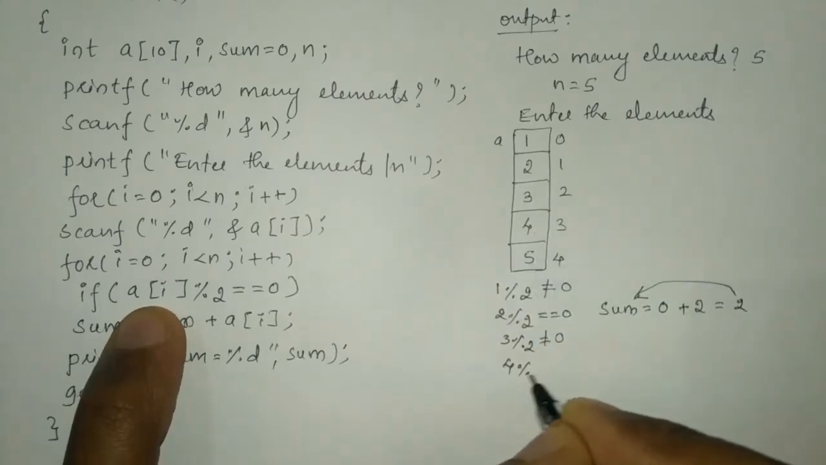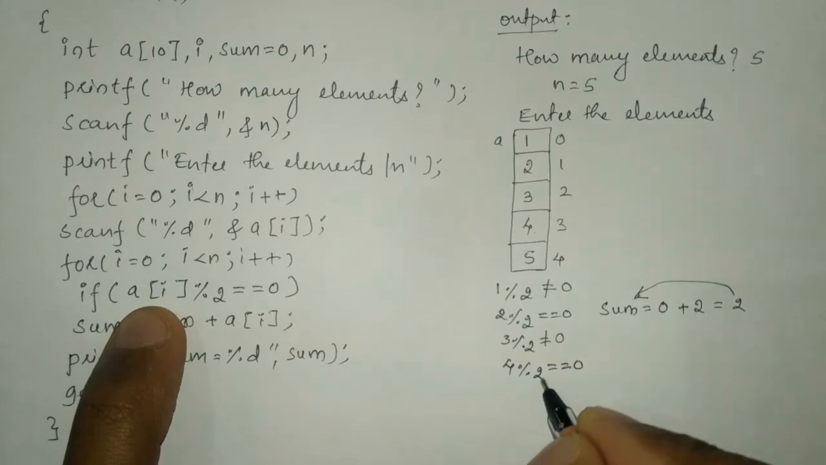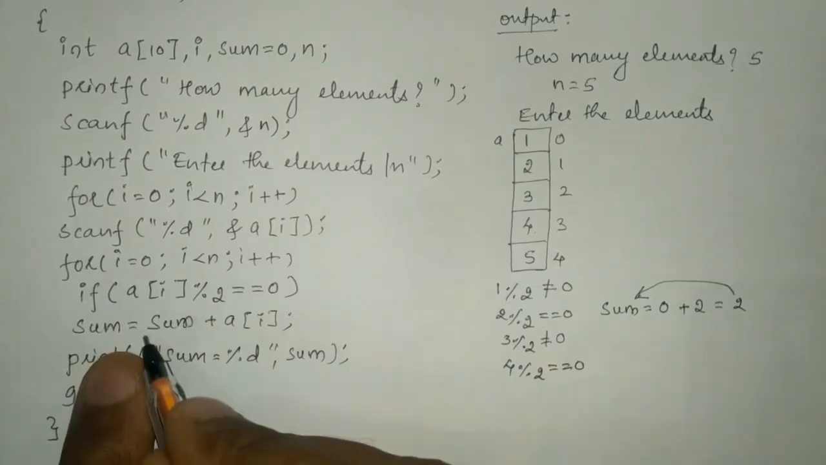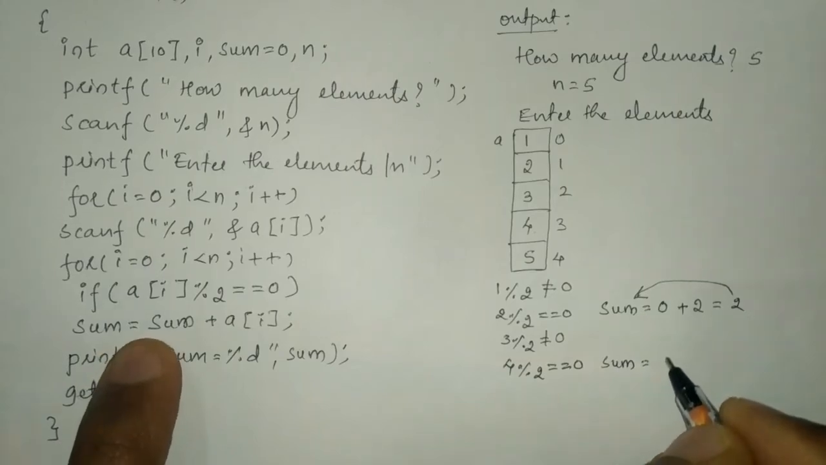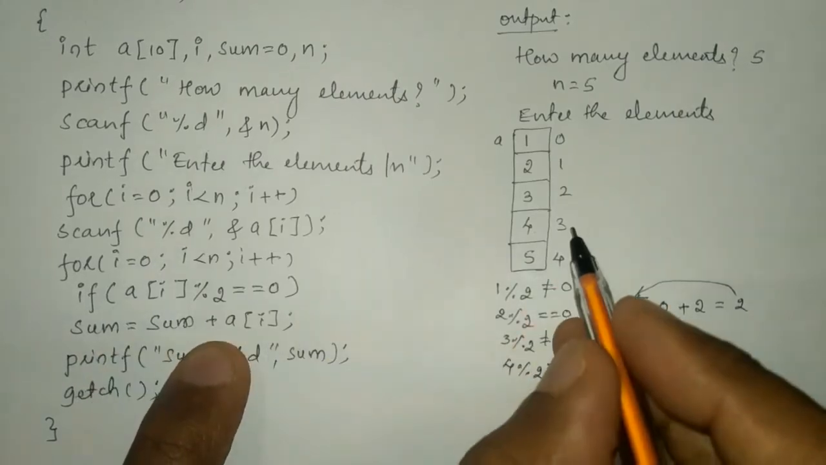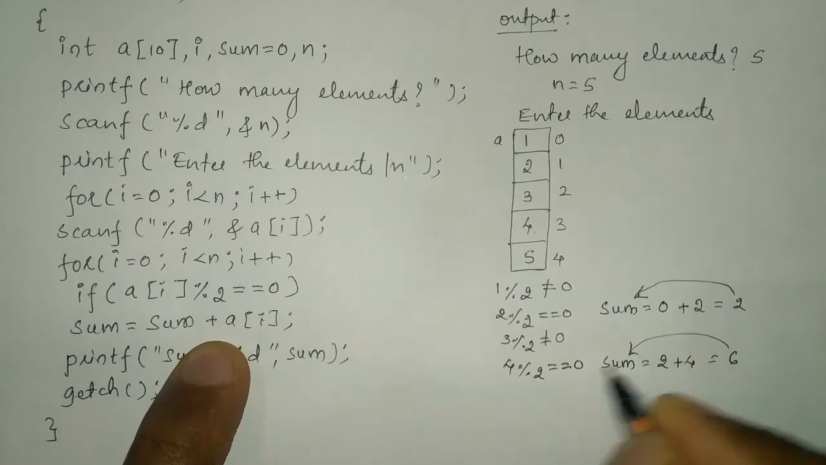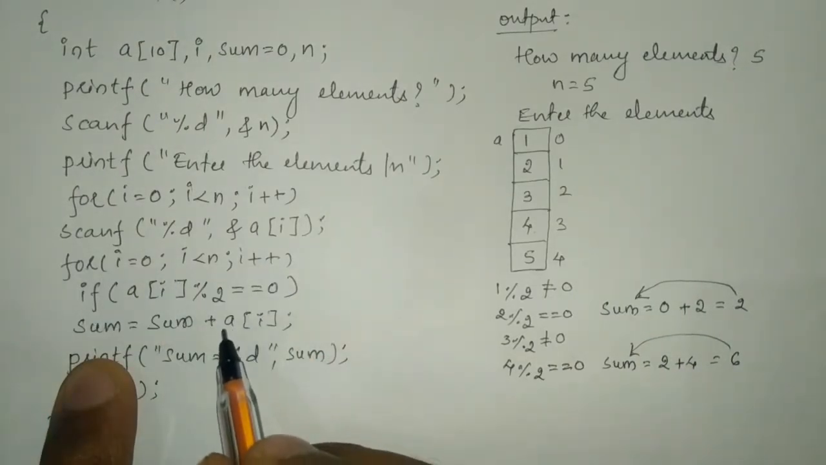Is 4 modular division by 2 equal to 0? Yes, it is exactly divisible by 2. Hence it gives us the remainder 0. So if it is true, then this particular statement will get executed. So sum is equal to sum, now it is 2, plus a of 3 consisting of what? 4. So here 2 plus 4 is 6. So this value will be stored in sum. So again the value of I will get incremented by 1.